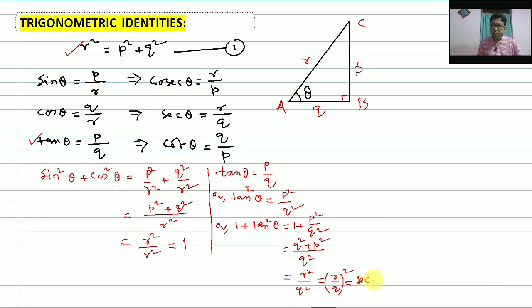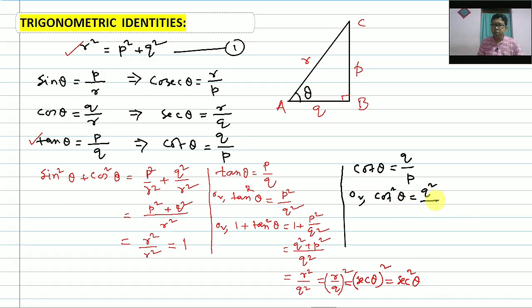Sec theta whole square, so you can write sec square theta. The last one is from cot theta. What is cot theta? Cot theta is equal to q upon p. So square this, you will get cot square theta. Cot square theta is equal to q square upon p square.